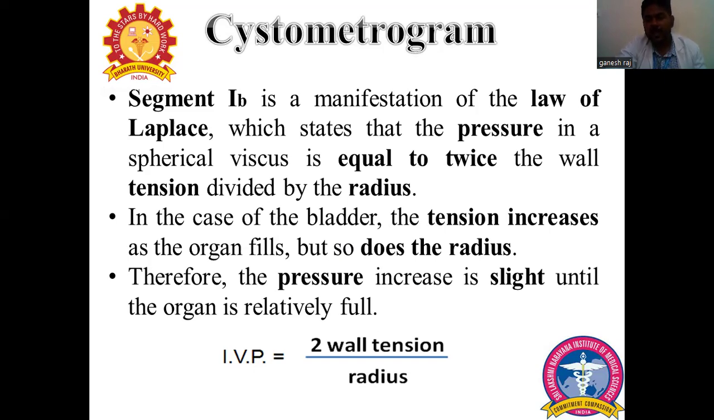So phase 1A: when you increase the bladder volume from 0 to 50 ml, the tension alone increases, the radius increase is very small. So because of that, pressure is increased from 0 to 10 centimeter of water. From 50 ml to 400 ml, the tension increases as well as the radius, so the pressure remains the same. Beyond 400 ml, the radius cannot be increased further, only the tension can be increased. That leads to the sudden increase in the pressure that we saw in phase 2.